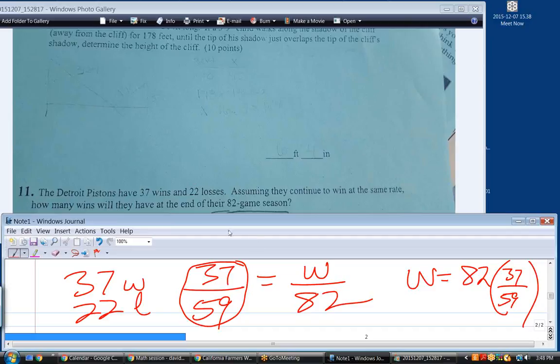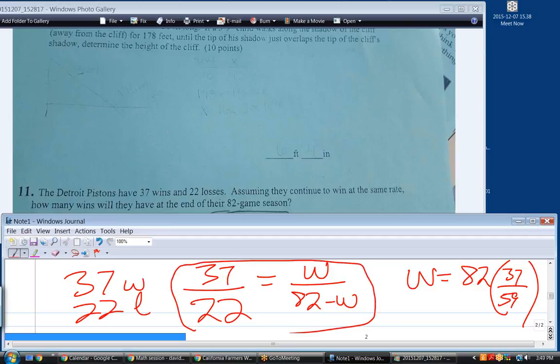And notice that if we do 37 to 22, if we make that mistake, that really makes it more difficult. Because now we have wins over losses, and we don't know how many losses they're going to be. So I guess my losses would have to be 82 minus my wins, right? So I could do it like that. I still have one equation, only one variable. I'm going to be able to solve for W. It's going to give me the same answer. But notice the algebra is a whole lot harder.